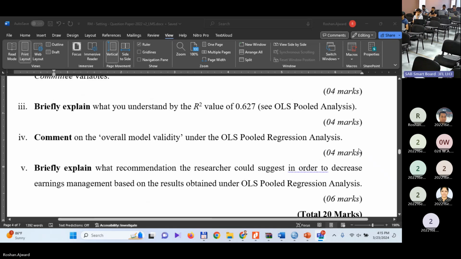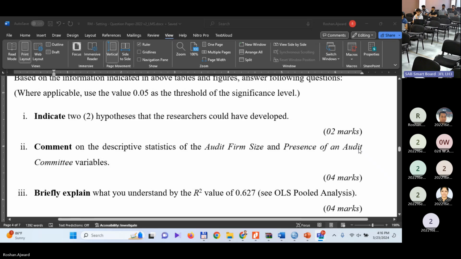Now the next question is question number 3. We answered up to question number 2. What was the question? First, we developed a hypothesis. What was the second question? The second question was to describe the descriptive statistics of audit firm size, which we did. We saw that 88% of the sample is audited by the Big Four. Regarding the presence of an audit committee, all the sample firms had an audit committee. That was our explanation for that.